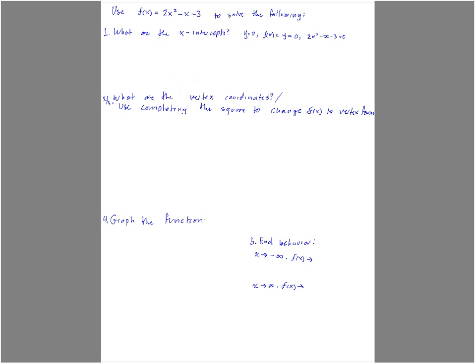So for this first problem, it says use f of x is equal to 2x squared minus x minus 3 to solve the following. What are the x-intercepts? Well, in order to determine the intercepts of some function, you set the opposite variable from the one you're trying to find equal to 0. So in this case, you'd set y equal to 0, and since f of x is equal to y, you'd set the whole function to 0.